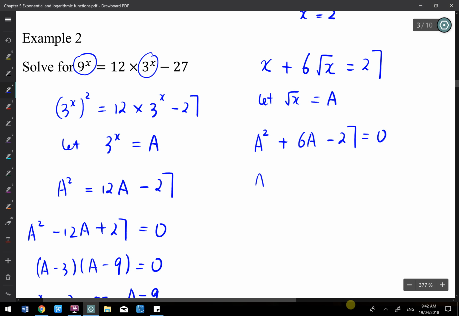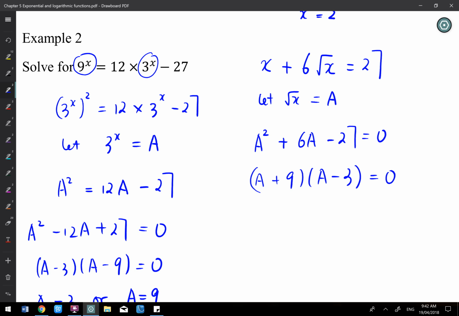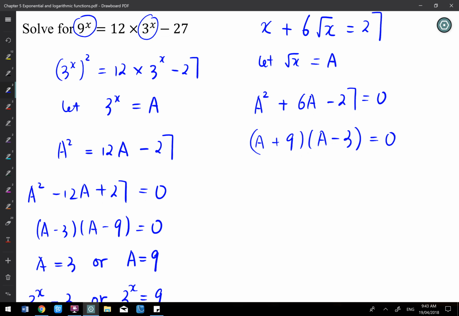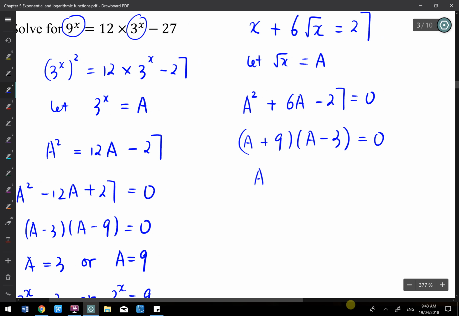So you will make a plus 9, a minus 3 equals to 0. Right? Yeah, that's right. No, I was reading the 7 as like a bracket. Minus 27. Okay. Plus 9, minus 3. And my a will be negative 9 or a will be 3.